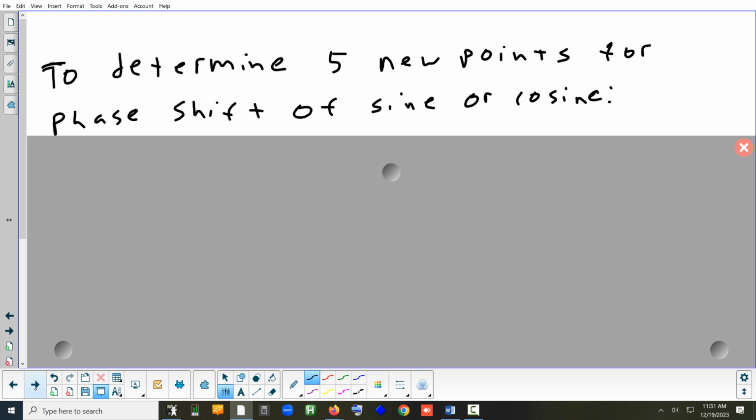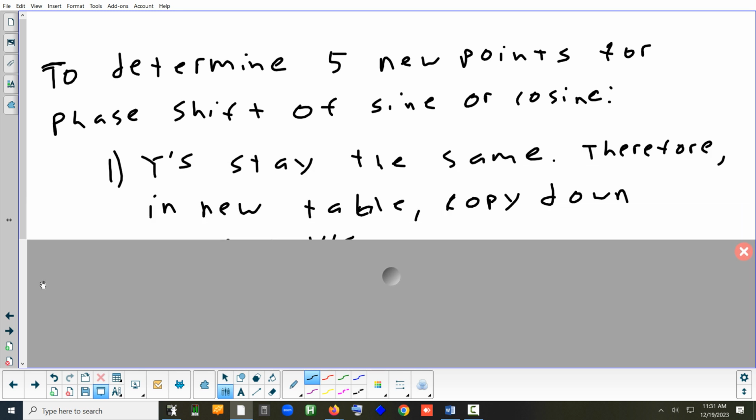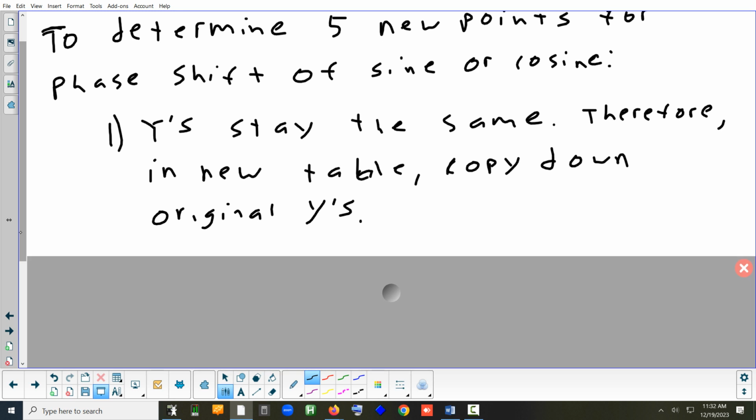Yep. All right, so how do we take the original table that had the 5 points and get the new points? Well, when you are shifting left and right, you're not changing the y values. So nothing's going to happen to the y's in the original table. But we have to get new x's. And remember what the original x's are: 0, pi over 2, pi, 3 pi over 2, and 2 pi.